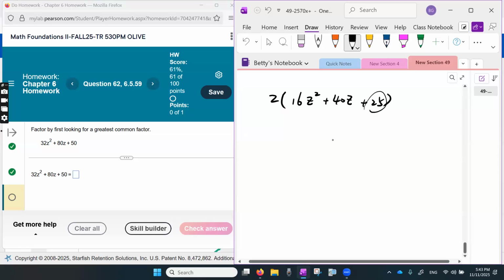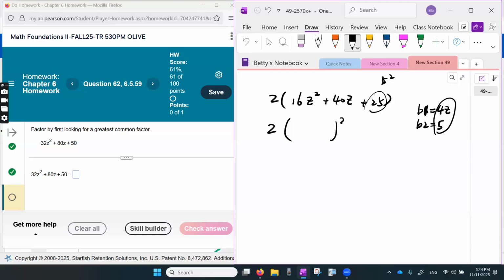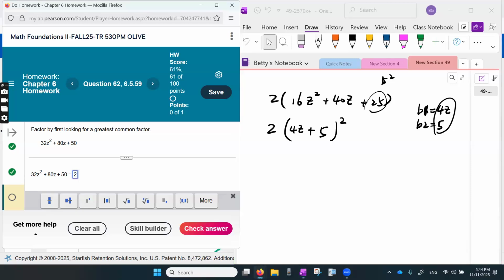Yeah, 25 drew my attention. 25 is 5 squared, right? So base 1 is 4Z, since 16 is 4 squared. Base 2 is 5. If we multiply the two bases, 20Z, double, 40Z. So I basically checked that the trinomial inside the parentheses is a perfect square trinomial. So we are able to factor it as a squared binomial sum, which is base 1 plus base 2 inside the parentheses, and raise the parentheses to the power of 2. Let me know if you are following.